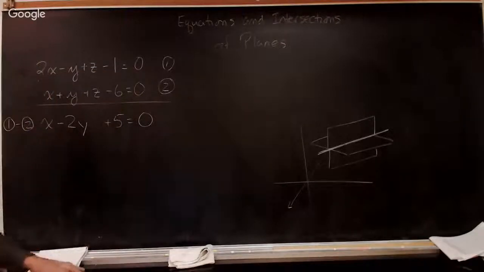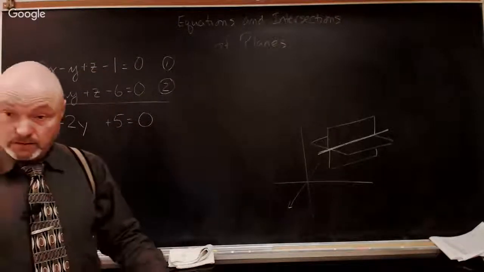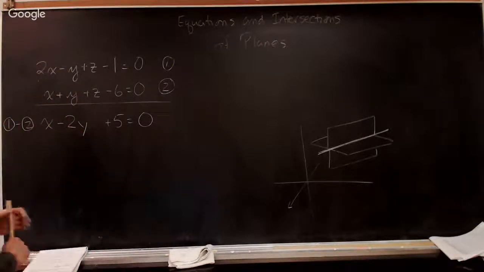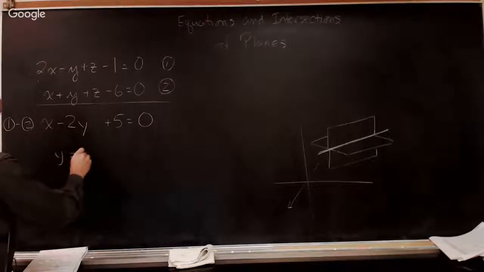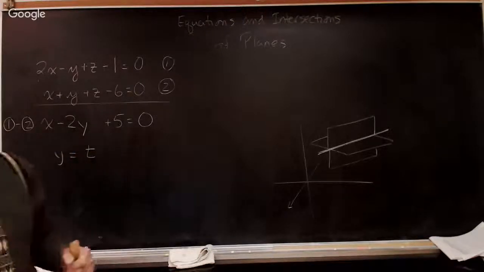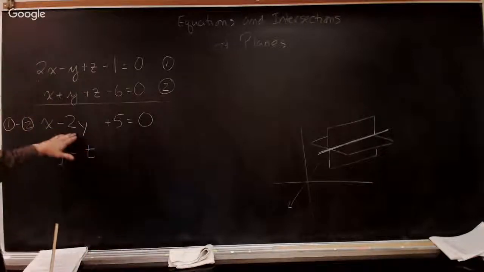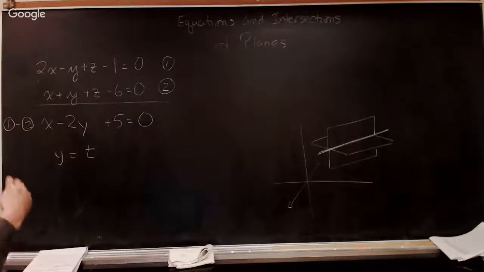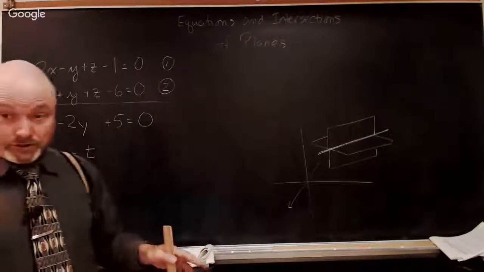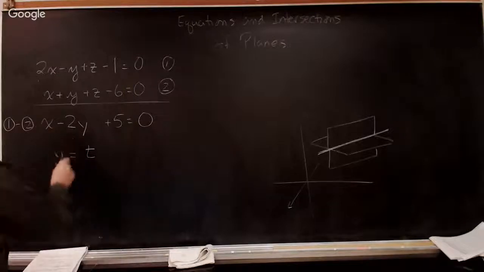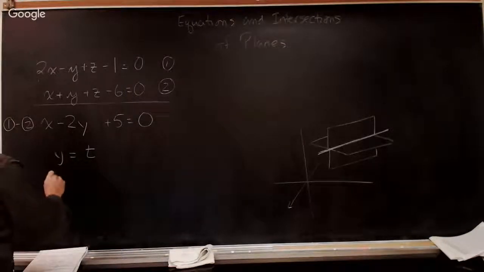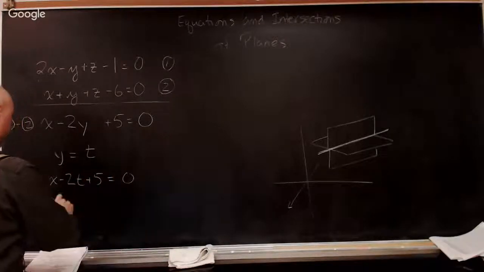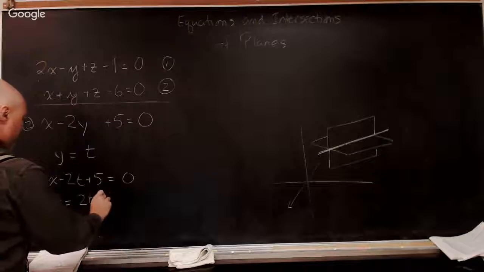And what we really want is one of those equations of a line, like a parametric form. So here's what I'm going to do. I'm going to let y equal t, and then substitute that back into the result here, and express x in terms of the parameter t, and then find z in terms of the parameter t. Okay, so here we go. If y is t, then x minus 2t plus 5 equals 0. So x is equal to 2t minus 5.